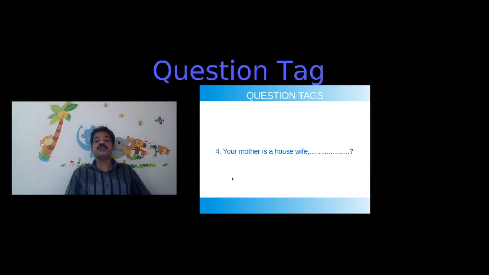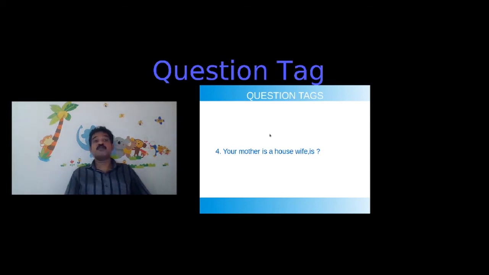One more. Your mother is a housewife. So how do we do that? Your mother is a housewife. How do we do that? We repeat the primary verb in this. Which is the primary verb? Yes, is a primary verb. So we repeat the primary verb is. Then what do we do? Then what do we do after repeating the primary verb?